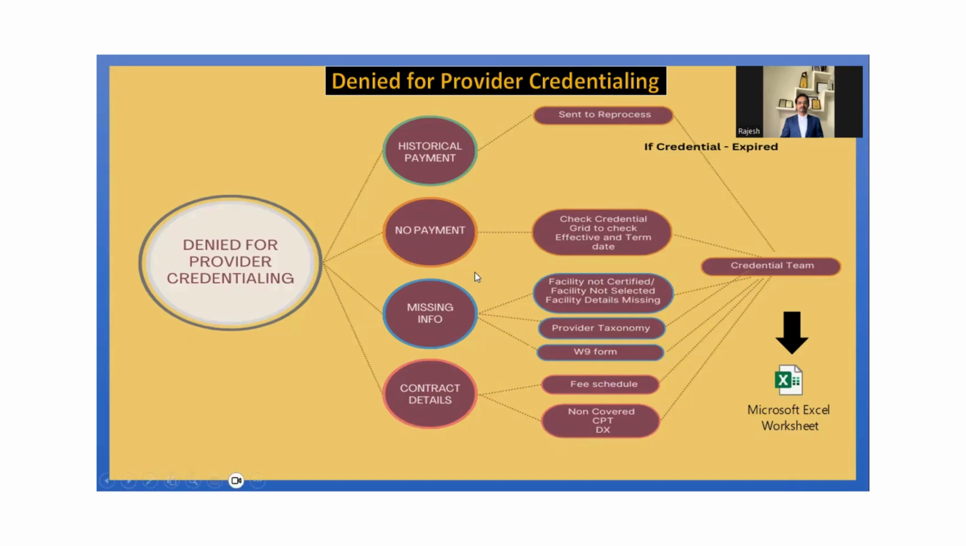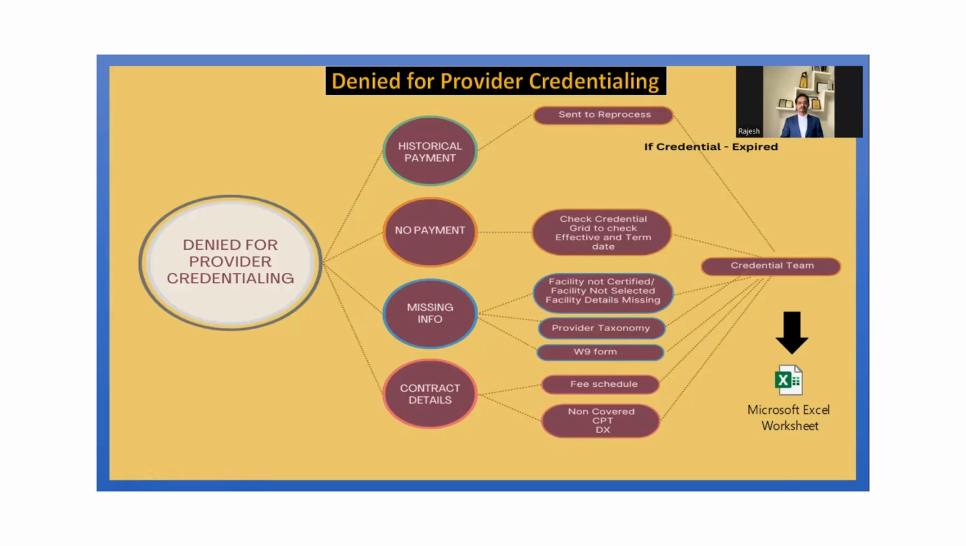And sometimes there is missing information, right? When they do the credentialing process, some of the items would have been missed. The facility is not certified, the facility is not selected, or facility details are not available in your credentialing. In that scenario, the claim will get denied related to provider credentialing. So what do you need to do? You have to go back to your credentialing process and fill in all this required information there.